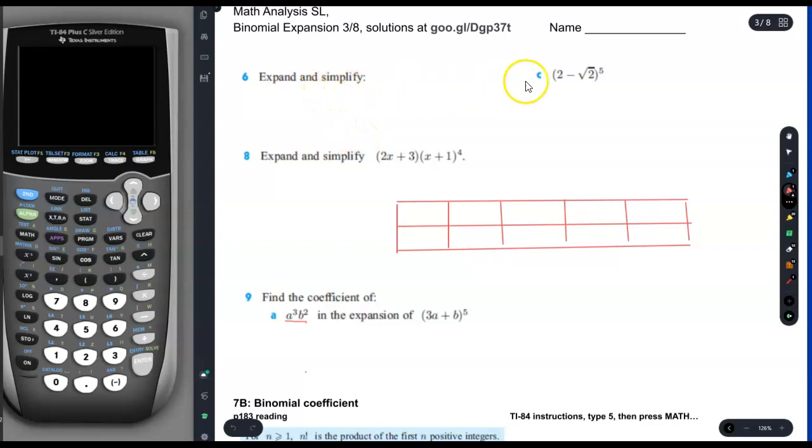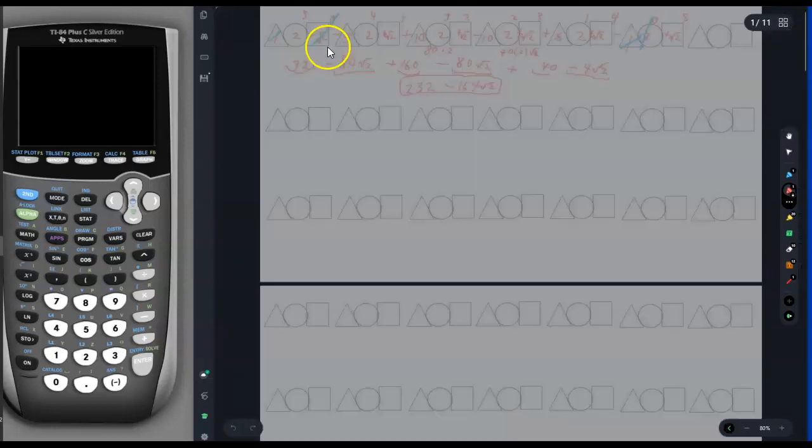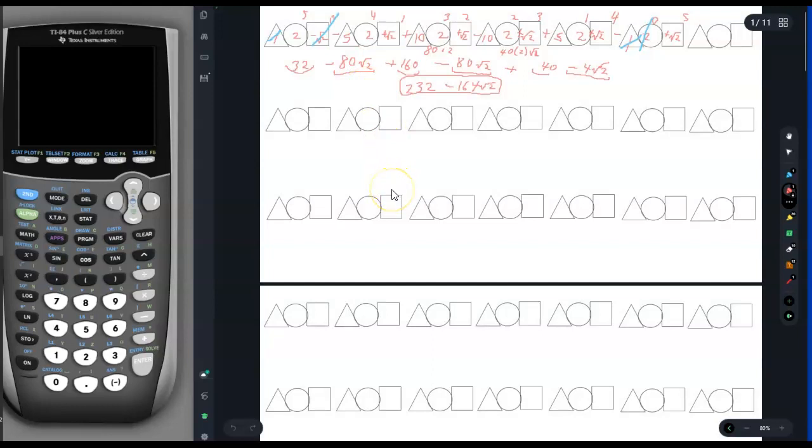Okay, number 6, expand and simplify this expression. This is a binomial, two things added together, but none of these are variables. Kind of weird. Let's try it out with the template. 2 minus square root of 2 to the 5th. Okay, so to the 5th.